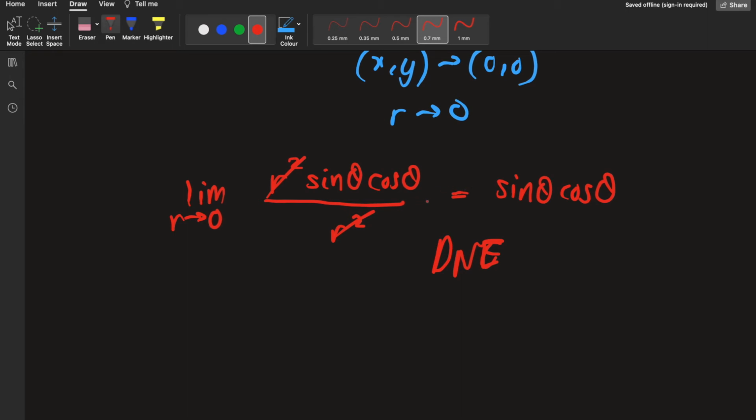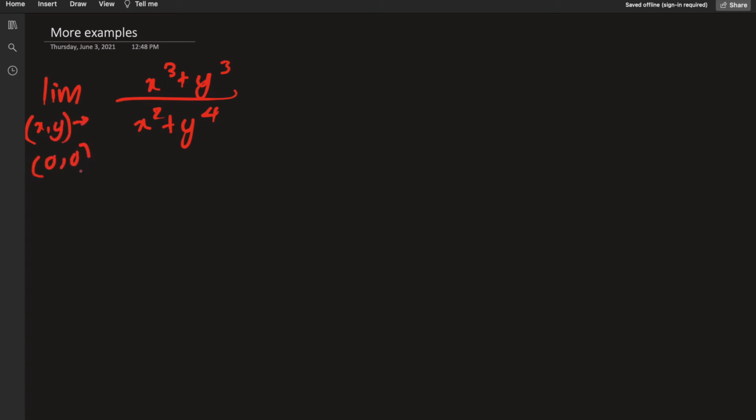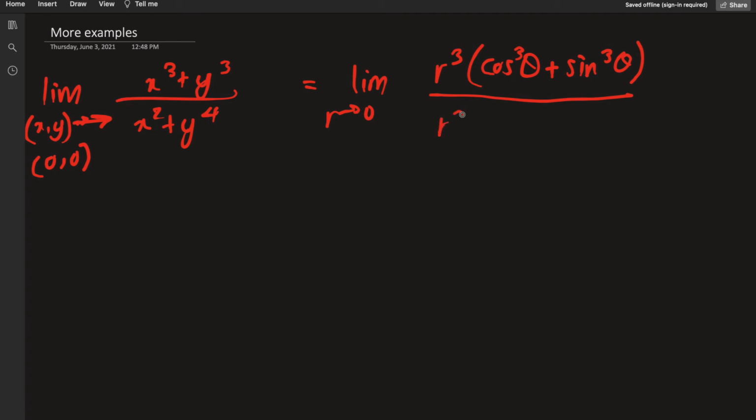Okay, so let's see more examples. Let's take x cubed plus y cubed over x squared plus y to the 4th. Again, limit at 0. 0 is where stuff gets interesting. Let's just plug in polar coordinates right now. We have r cubed times cosine cubed theta plus sine cubed theta, over r squared cos squared theta plus r to the 4th sine to the 4th of theta, which cancels out, giving us just a simple expression which is not that hard.